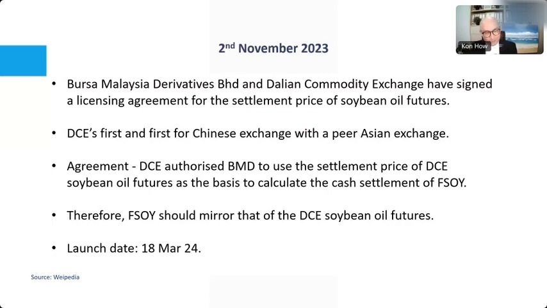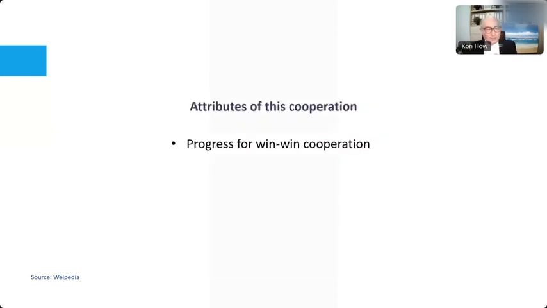Okay, I've finished my introduction, so I'm just going to move on. There will definitely be a lot of attributes in this cooperation, so the progress is for win-win cooperation. When I say progress of win-win cooperation, I'm referring to the fact that it is just the beginning, and I believe more will come in the future. Of course, all these are based on my own view, not from Bursa. I just want to share with you personally how excited I am for Bursa.